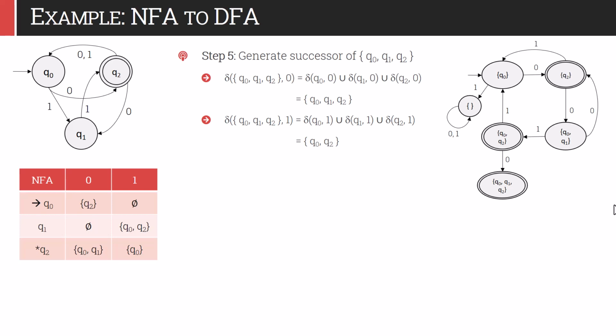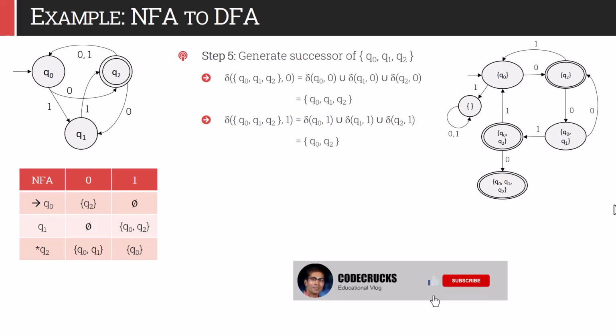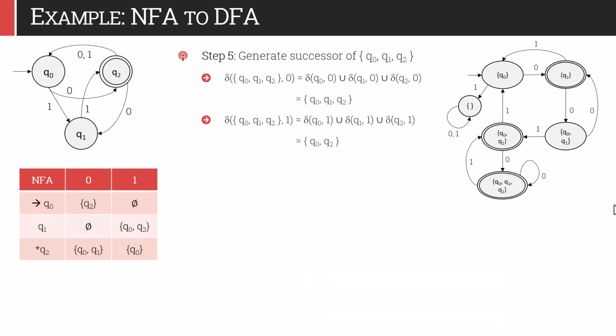So Q0, Q2 is also already processed. It is in transition diagram as we can see. So we do not have any new states. Only some arcs will be added into the transition diagram. And those arcs like this. When we read 1, we are moving to Q0, Q2. And when we read 0, we are remaining in the same state. So there is a self loop. So this is final DFA.